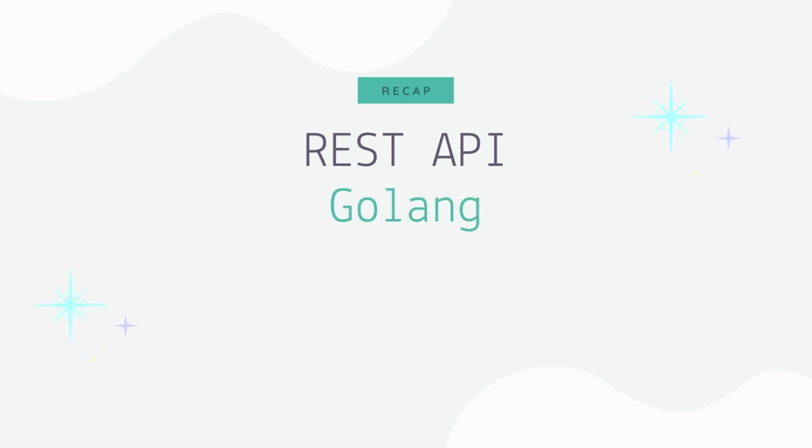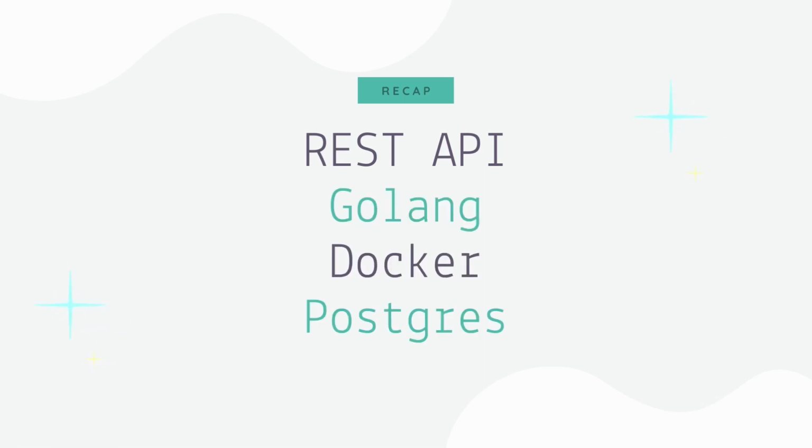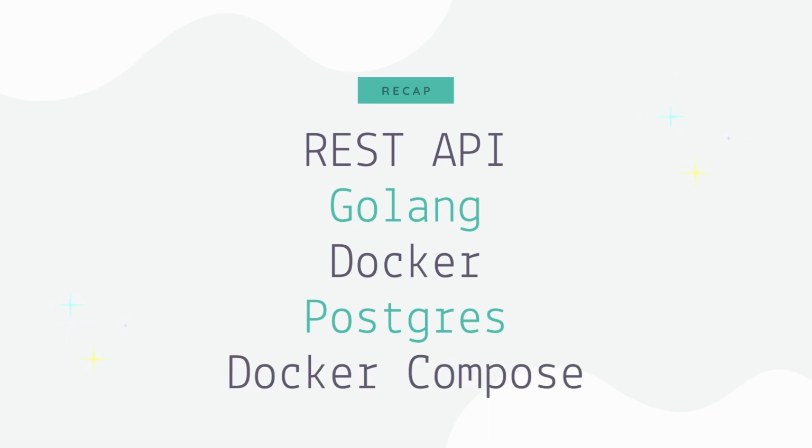And there you have it. In this tutorial, we learned how to build a REST API from scratch with Go and Docker. We used Postgres to persist our data and Docker-compose to manage our containers.